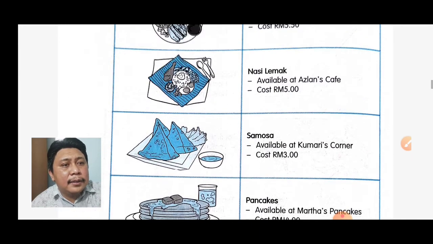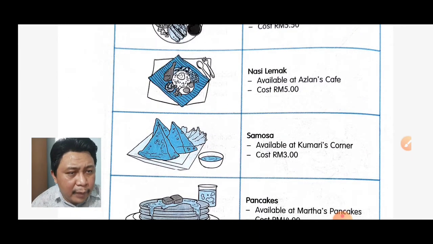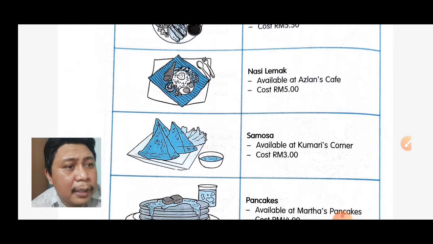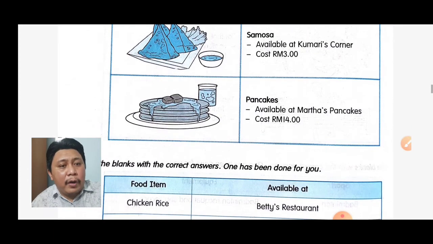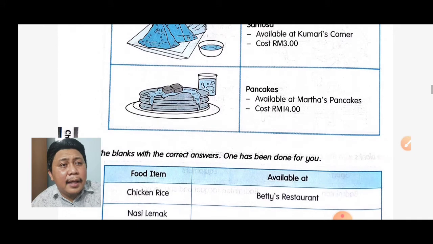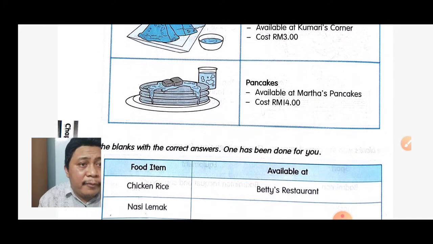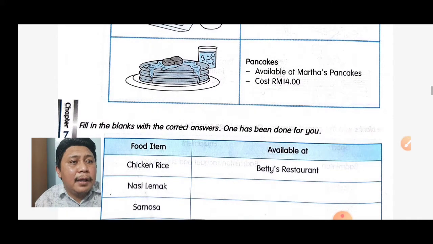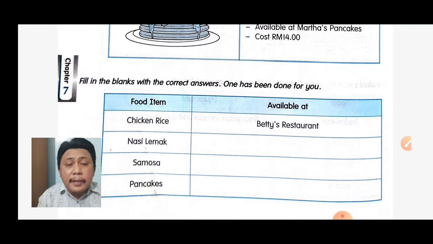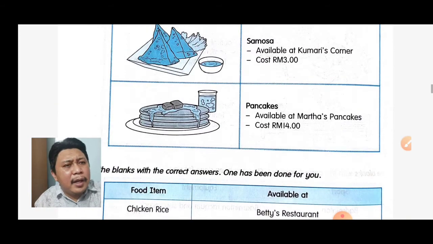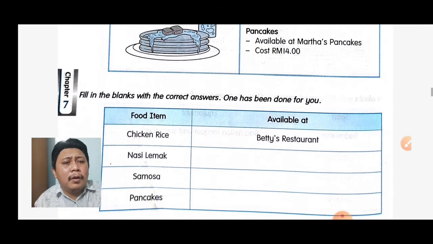For samosa, where is the samosa available? Available at Kumari's Corner, right? And the last one, where is the pancake available? Available at Martha's Pancake. So you can get full marks for this one. Actually, this is really easy. You just find the answer here and put all the answers here.